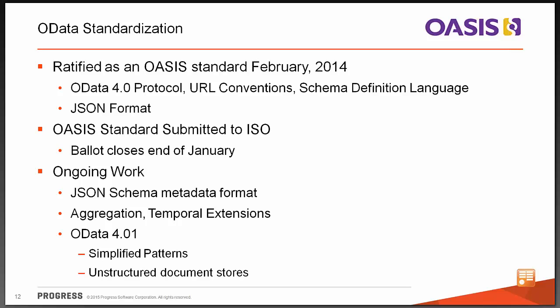There's ongoing work in OData. As I mentioned, OData has a way to describe the resources that the service exposes. Currently, that's an XML-based language, and we're working on a JSON-based metadata format for describing the resources based on JSON schema. There are new extensions going on, the aggregation extension I mentioned earlier, and we're looking at temporal extensions because that's becoming more interesting for things like time slicing data. And finally, there's a set of simplified patterns and practices for using OData, particularly against completely unstructured document stores, and those are defined as part of what we're calling OData 4.01.